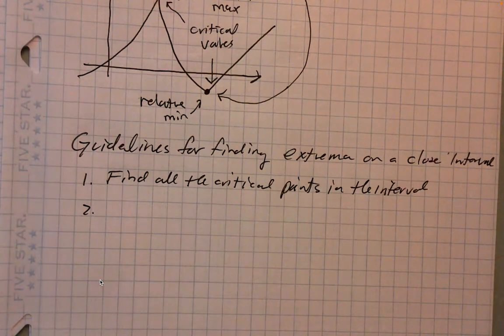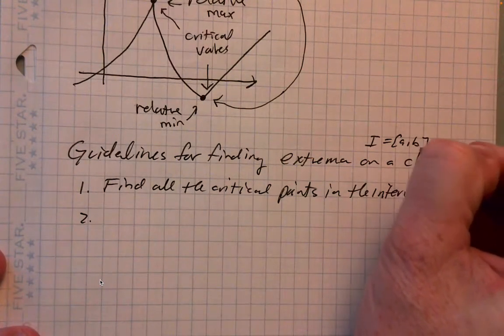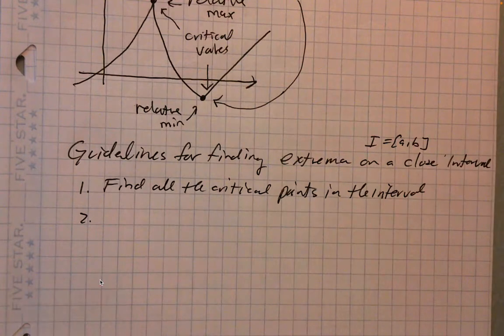If you're trying to find the extrema, it's going to occur at either endpoints or at critical points. That's just the way it is, right? And so you need to find those values. The endpoints are given if the interval is defined. So say I is equal to [a, b]. Well, you know the endpoints automatically, but the critical points are not known, so you have to go find those.